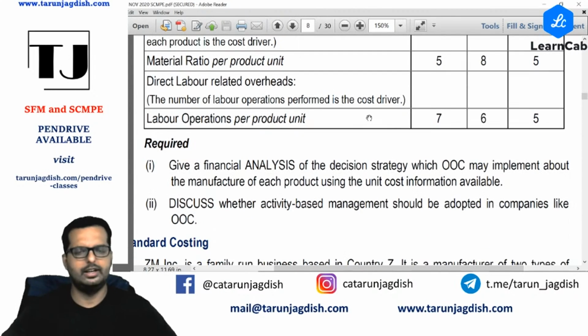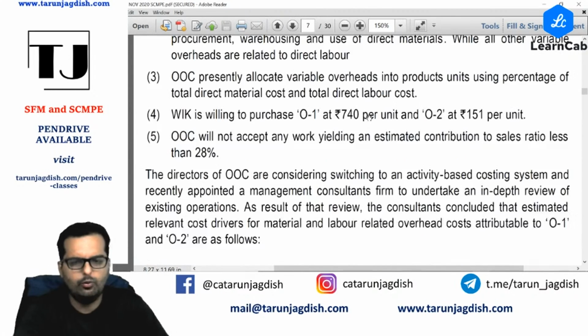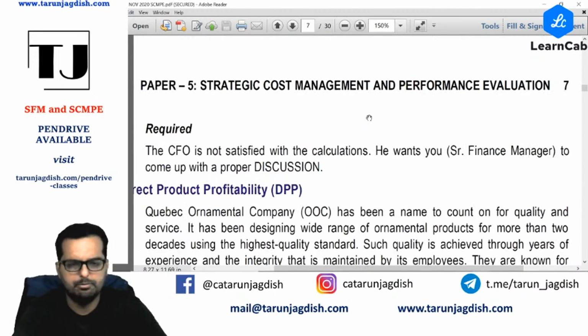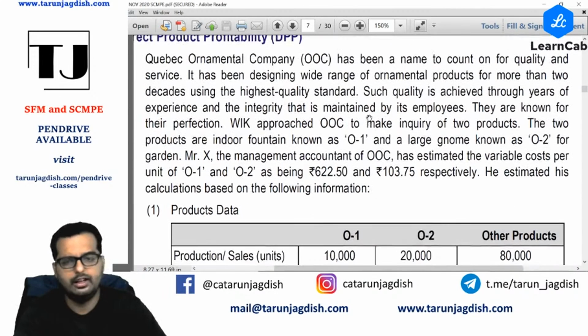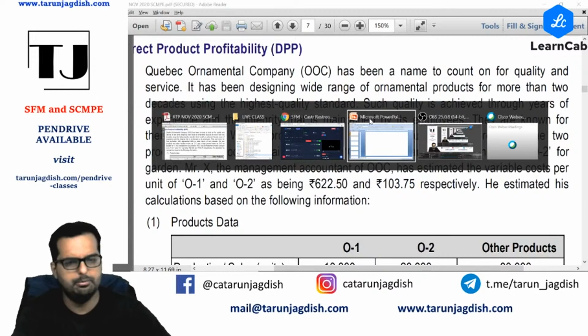And then they are giving the financial analysis. This way, once we read also, we won't understand completely. That is where basic data will help. So let's start writing the basic data now.